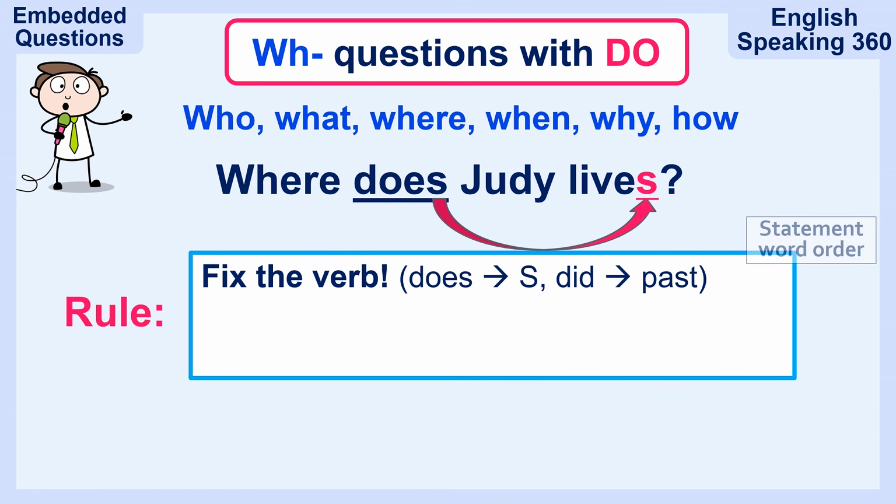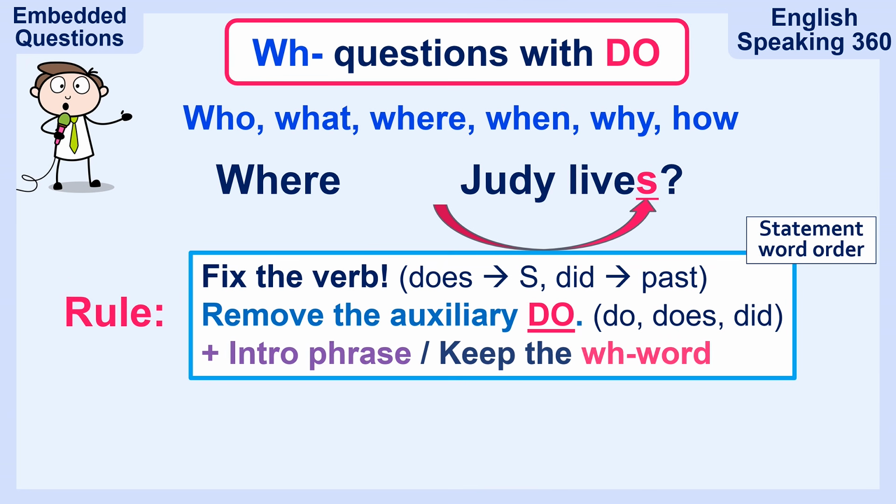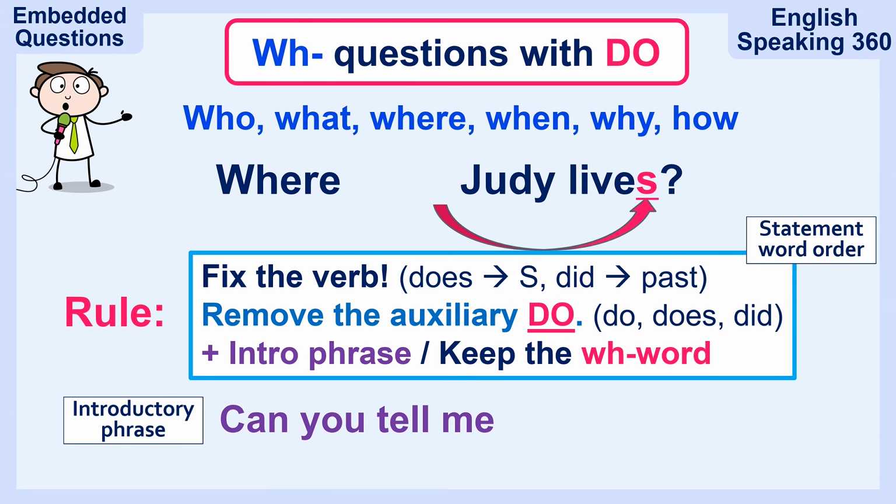Once we have fixed the verb, it becomes the statement word order. Judy lives. Now remove the auxiliary do, just like before. Does is gone. And finally, you need an intro phrase, but you have to keep the WH word. Here's how it works. Introductory phrase, can you tell me? Can you tell me plus the WH word, which is where. And finally, the rest of the sentence. Can you tell me where Judy lives?